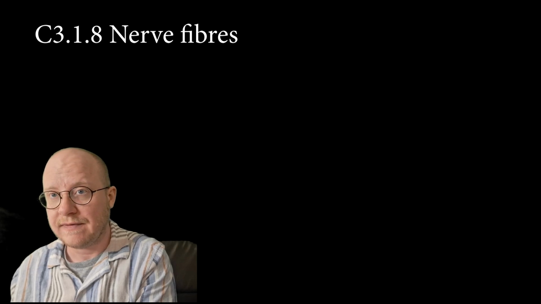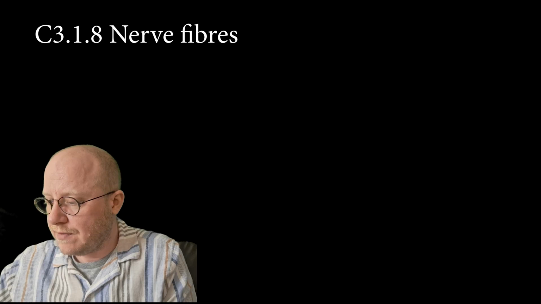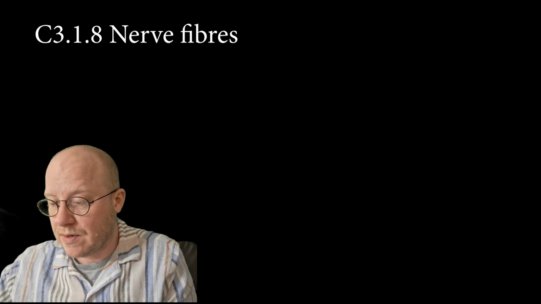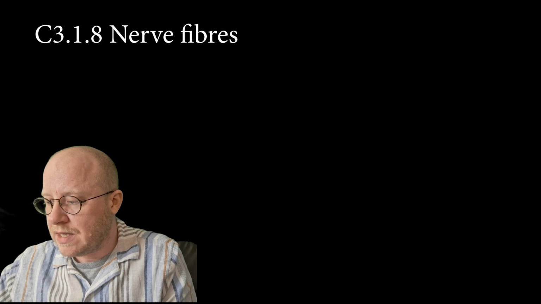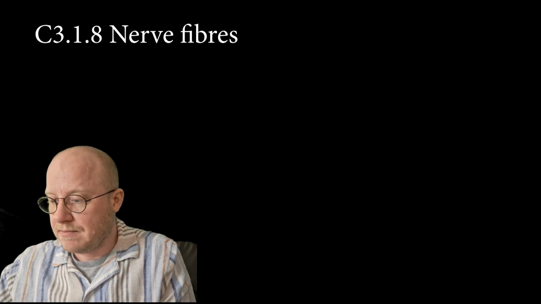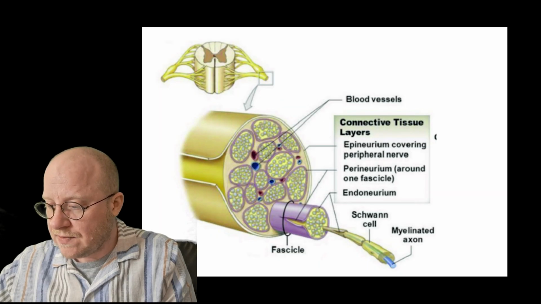C3.1.8, nerve fibers. Nerves as bundles of nerve fibers of both sensory and motor neurons. Ooh. So you can have sensory and motor neurons bundled up together. Use a transverse section of a nerve to show the protective sheath and myelinated and unmyelinated nerve fibers.